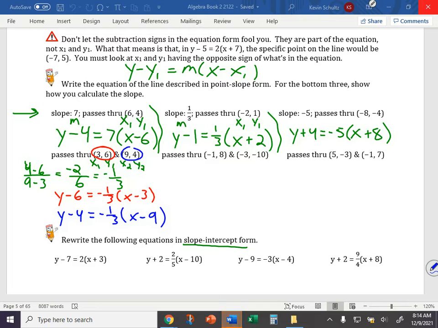Both answers would be correct because if you were to convert this into slope-intercept form, it would end up being the same thing. And we'll practice that down here, right? But both answers would be fine there. Questions on anything we've done so far?